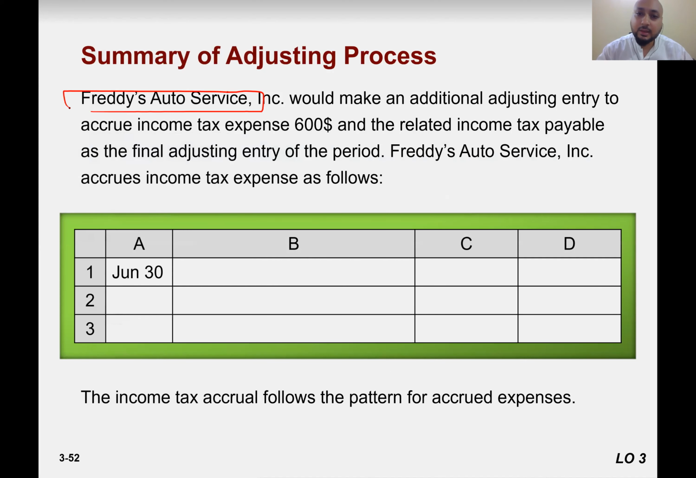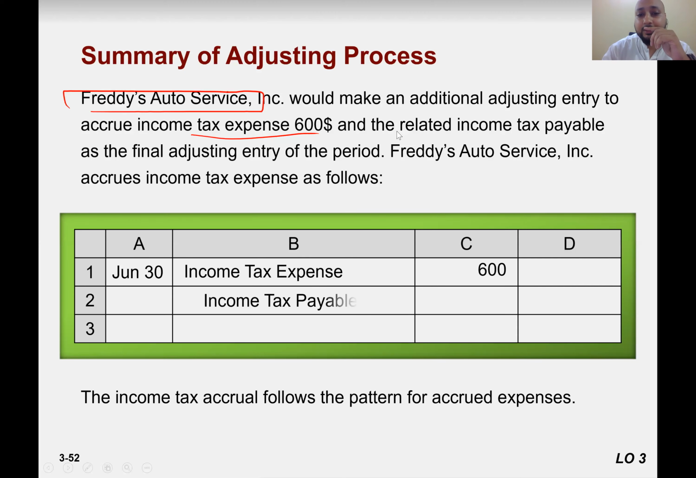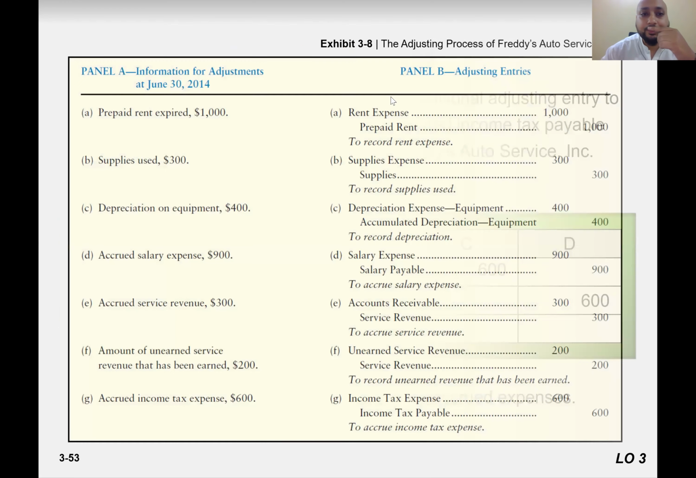To connect this example to the previous one, we have 600 income tax expense, and that is payable. So what would be the entry? Income tax expense to income tax payable. You first create the expense, because it's going to be paid later, and when it's paid later, you create a liability. The expense happened right now, it's accrued, but it's paid later, so we create a liability. And then when we pay, we decrease the cash and decrease the liability. Simple.